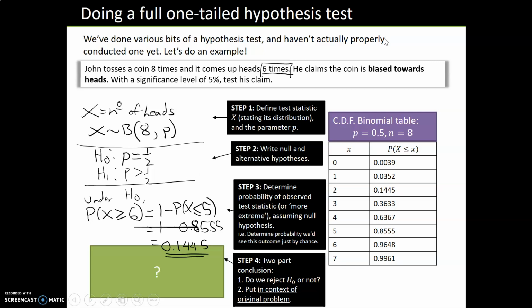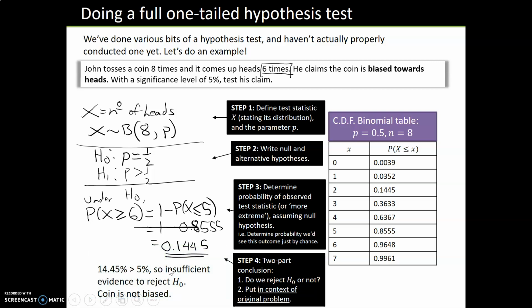In this case, is the coin biased towards heads? The significance level is 5%. This probability is higher, so we're saying this is still a reasonably likely occurrence. So I fail to reject, so there is insufficient evidence to reject H0, the null hypothesis. So I'd say this coin is not biased.